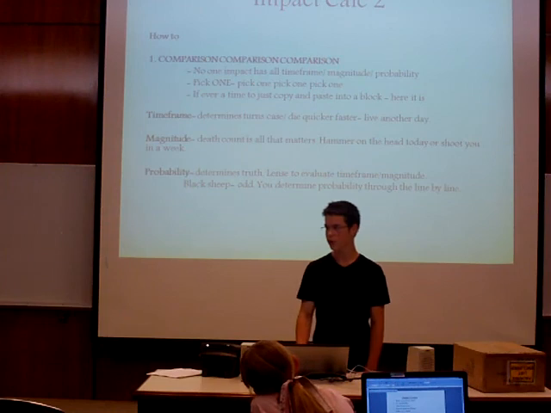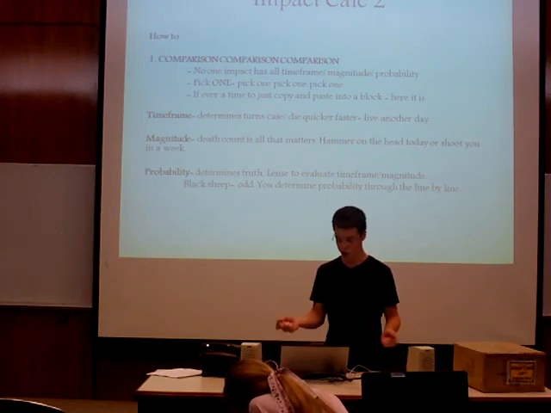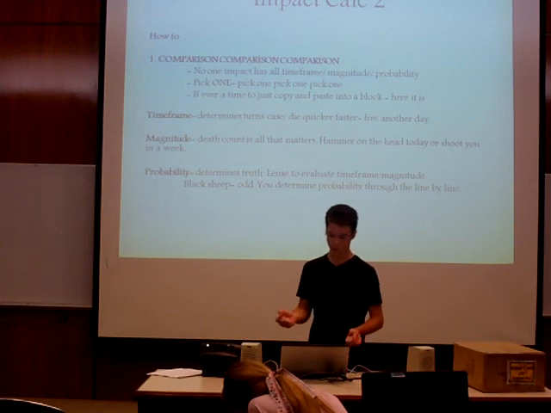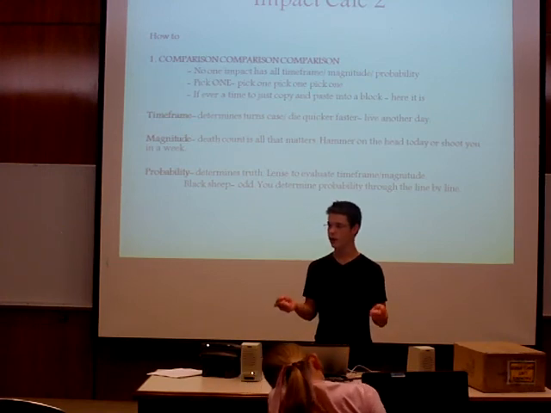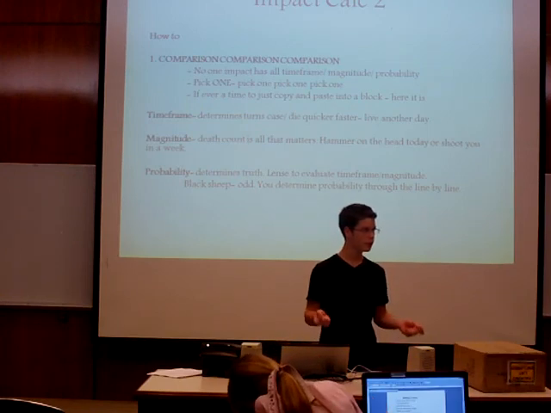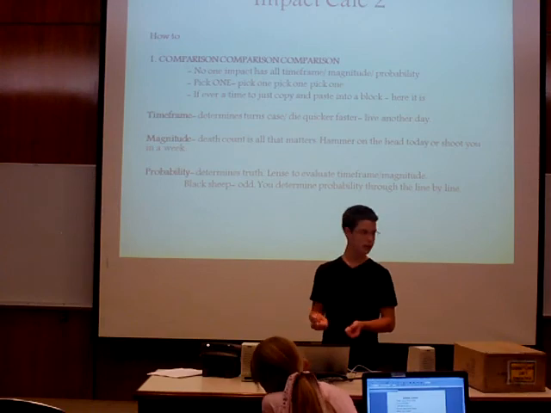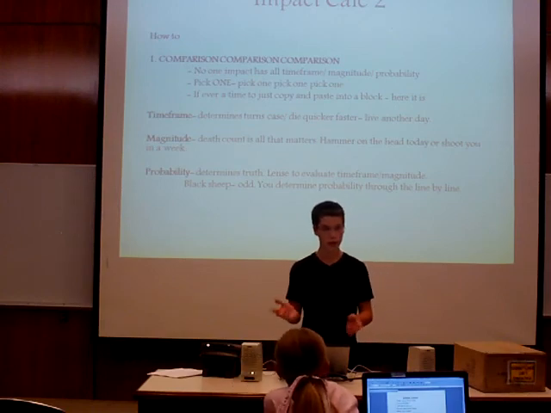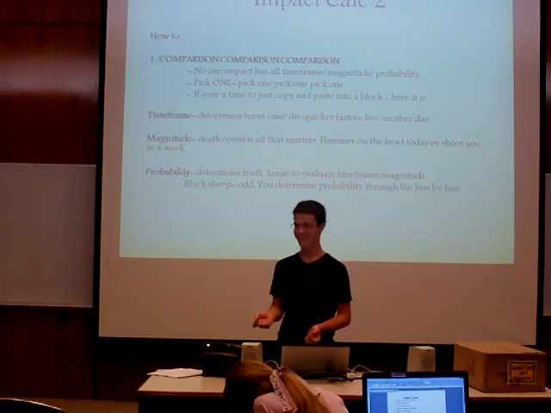Third off is probability. Probability is the black sheep of debate magnitude because it's determined not by the impact itself, but through the line by line, which means they have conceded your internal economic collapse. It's 100% probable in a world where depth of spinning determines that. This determines truth, and it's the lens to evaluate things like time frame and magnitude, which means that it's the necessary argument into winning on time frame and magnitude impacts.